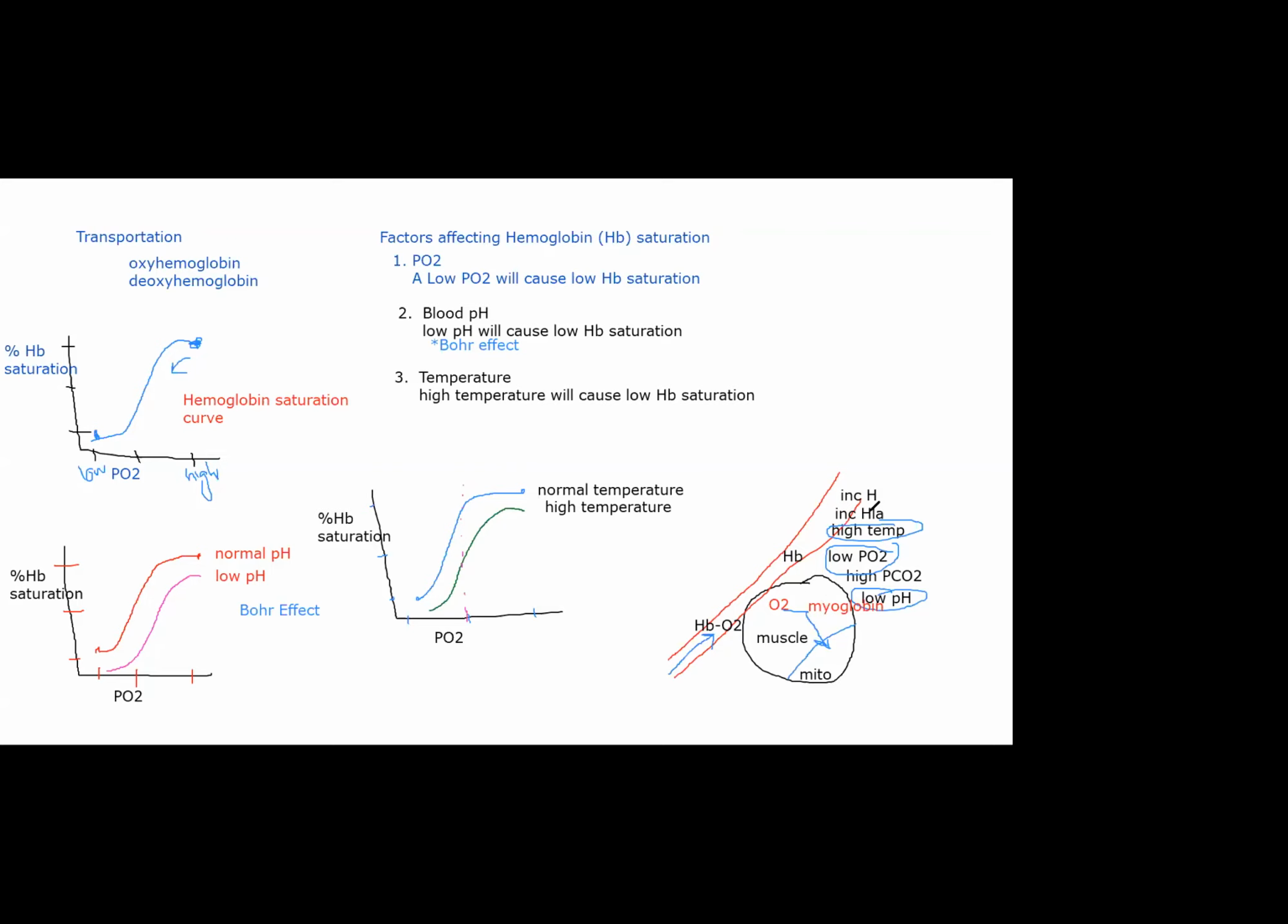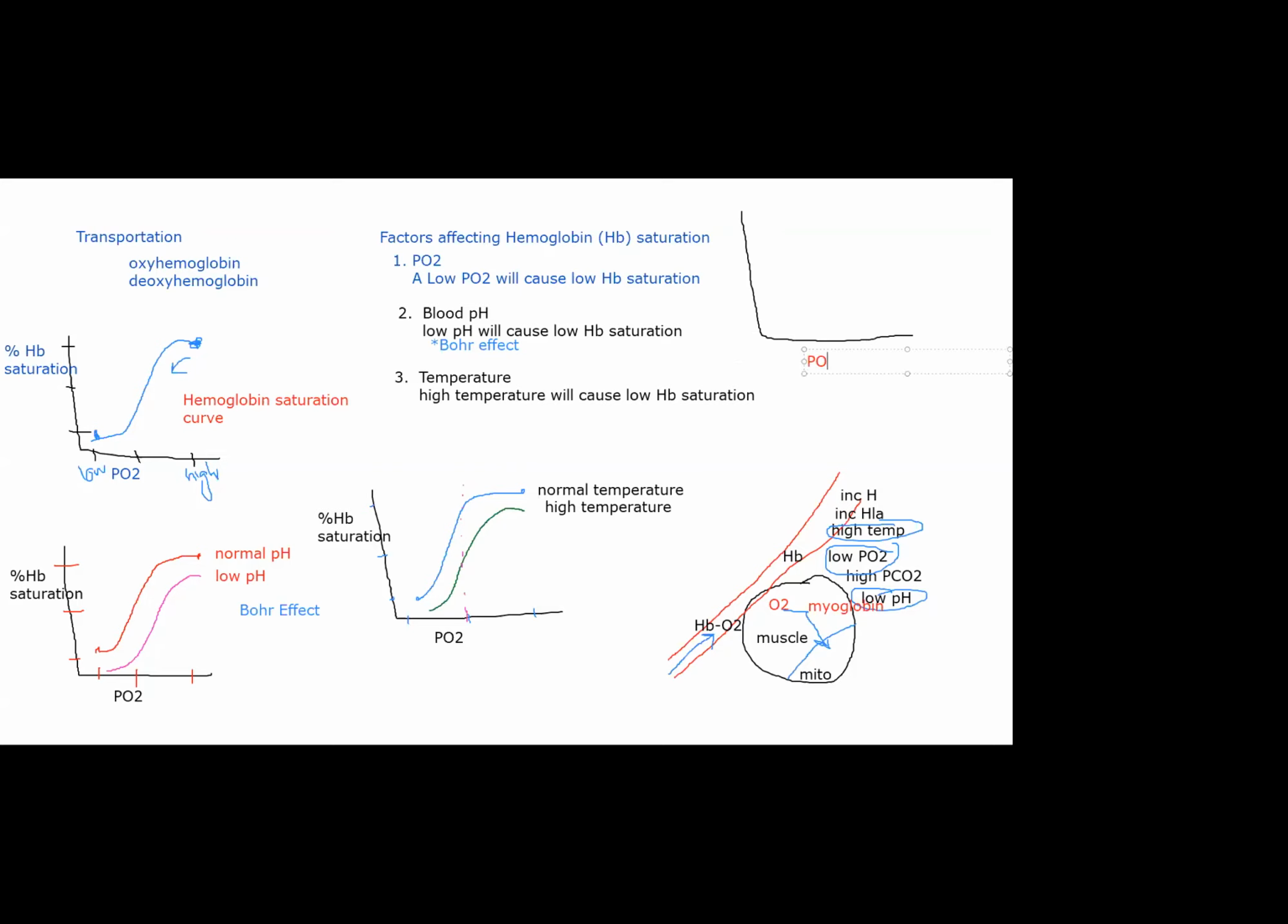Which means that in these same conditions at the exercising muscle, the myoglobin has to behave differently than the hemoglobin. In these conditions, hemoglobin loses its affinity for oxygen. It releases it. If myoglobin were to act the same way as hemoglobin, we wouldn't be able to deliver the oxygen to the mitochondria. So myoglobin has to respond differently. We have a graph for that, the myoglobin saturation curve. It's going to start out with the hemoglobin saturation curve, and then we're going to add the myoglobin saturation curve to it so we can compare them.